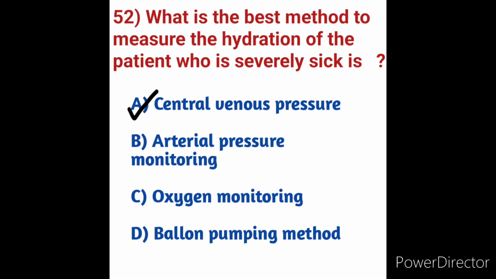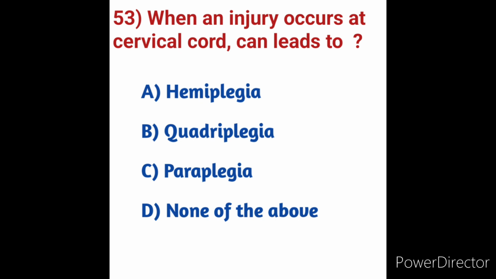Next we will move on to question number 53. When injury occurs to the cervical cord, that can lead to which condition? We will see the options here. Option A, hemiplegia. Option B, quadriplegia. Option C, paraplegia. Option D, none of the above.